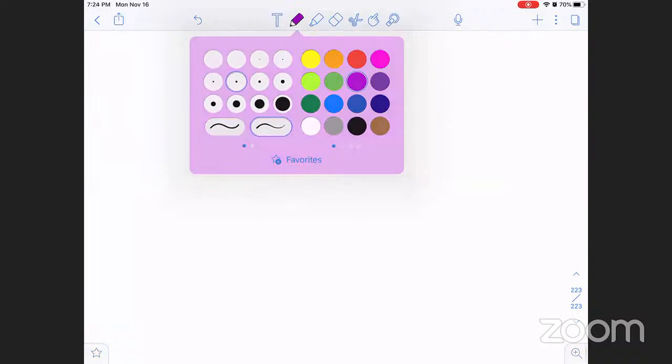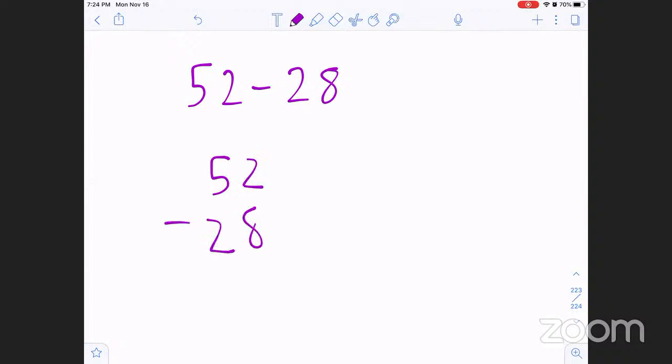And let's switch it up and go to purple. Let's do 52 minus 28. So we'll write it like this in a stack problem. And then I want you to change it to an addition stack problem over here. Think about your fact family. How can you switch it around?